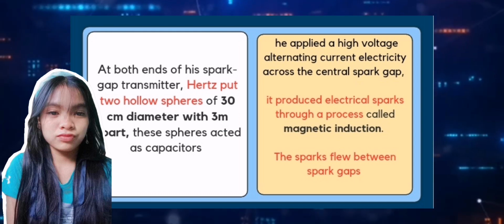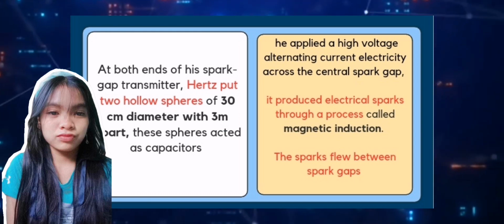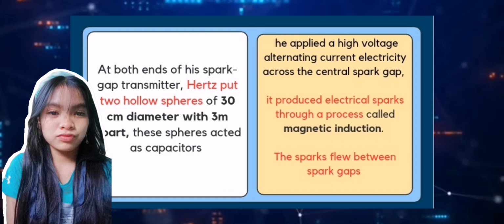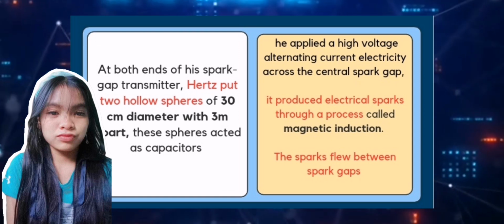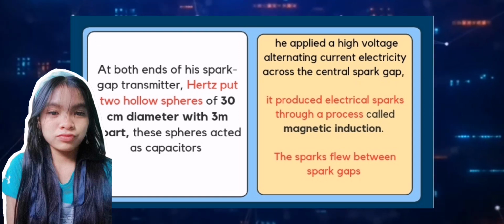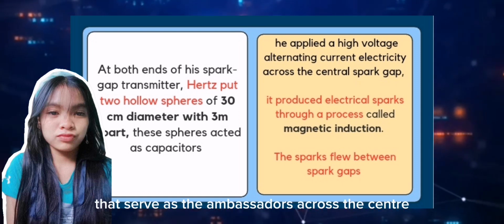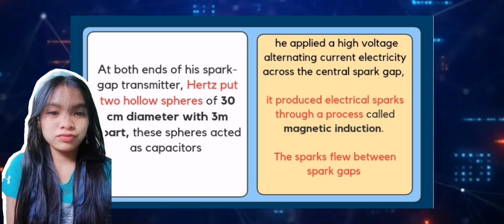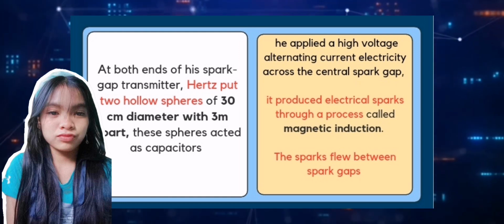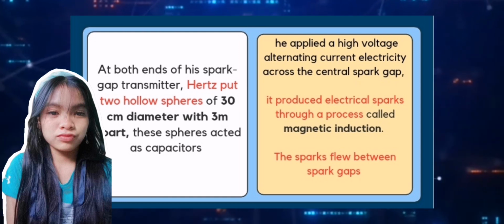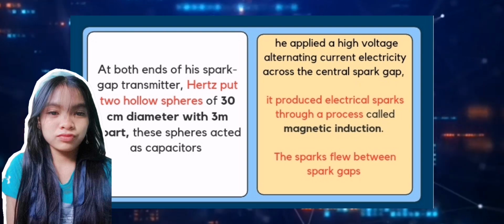At this point, Hertz put two hollow spheres with a size of 30 diameter, 3 meters apart. These are what we call spheres that serve as the capacitors across the central gap that produces sparks, which is called the magnetic induction. And then the sparks flew between spark gaps.